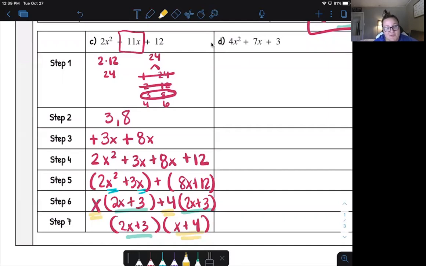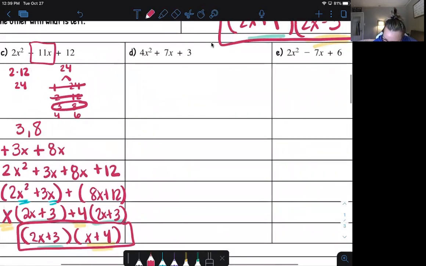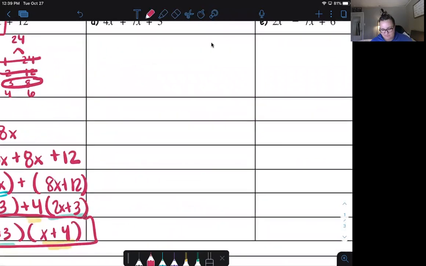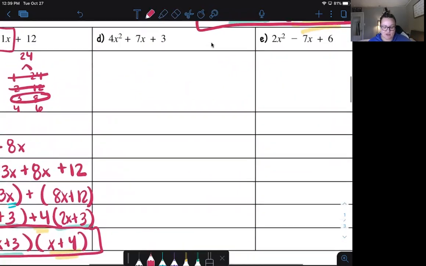So 2x plus 3 times x plus 4 is the factored form of 2x squared plus 11x plus 12. And we can multiply that out just to double check, but I don't want to take the time to do that today. All right, part D. So why don't you give this a shot?